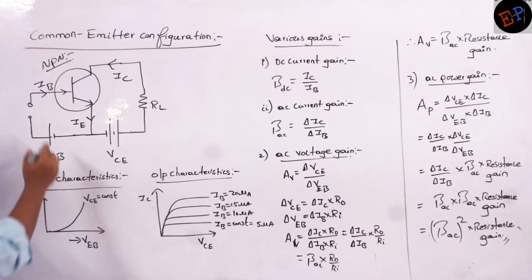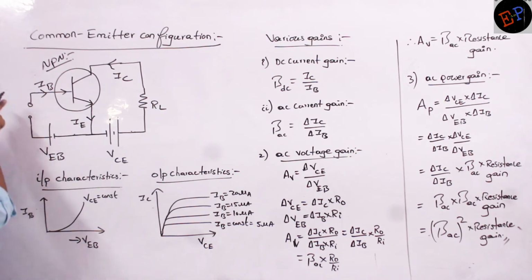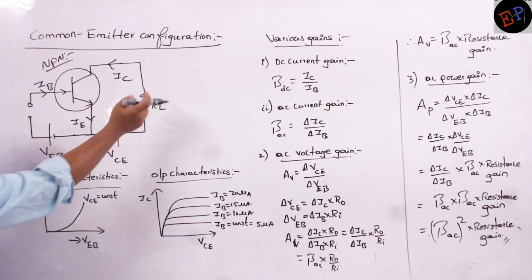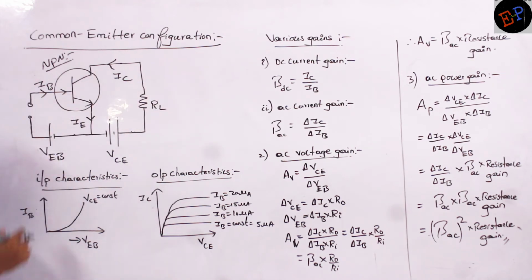Clear? Now see, who is the input current here? IB is the input current. IC is the output current. Therefore, input characteristics should be drawn between input voltage and input current. Input current is IB, input voltage is VEB. Same type of graph: as you increase VEB, IB also increases.